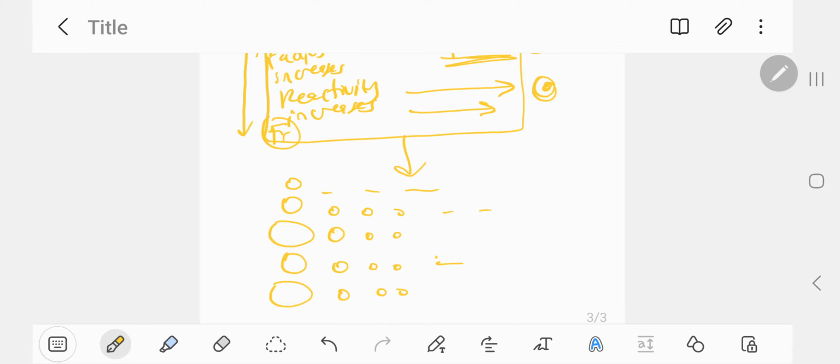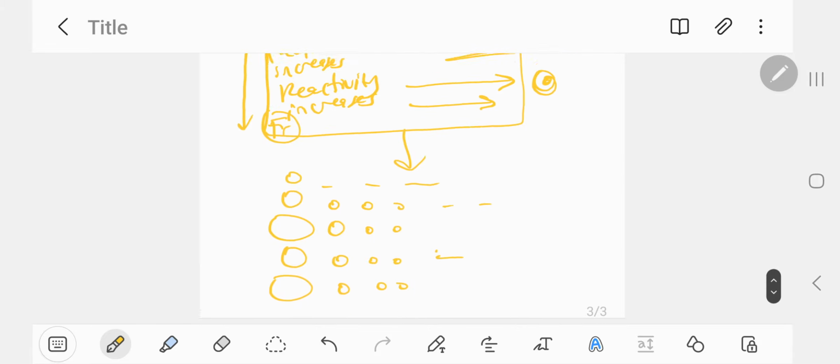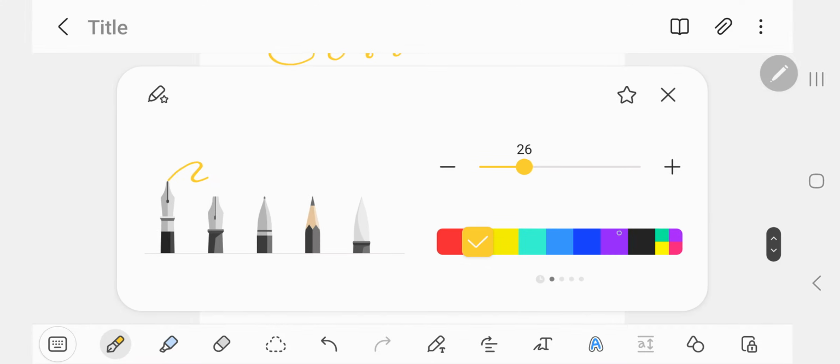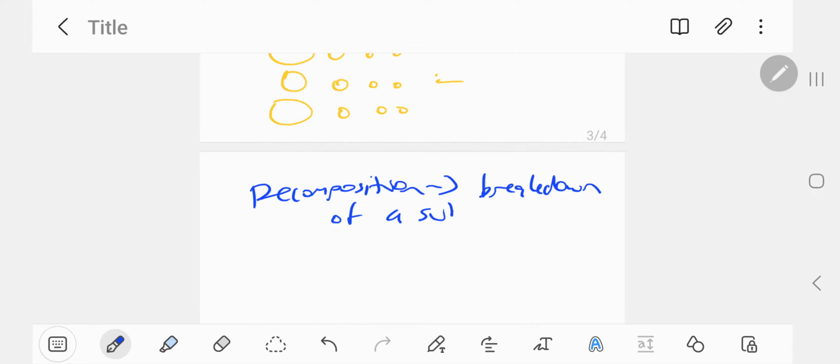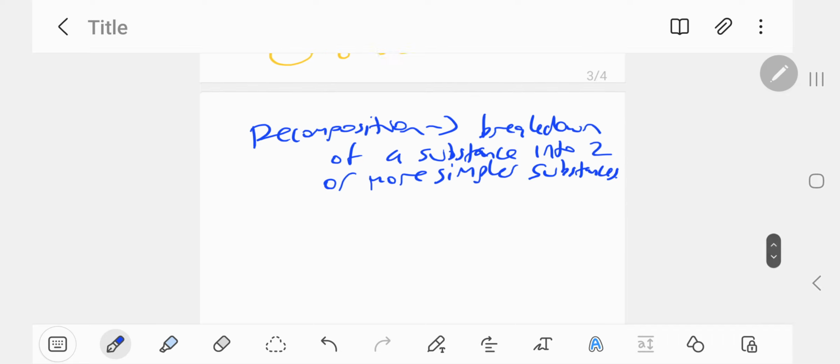I should have talked about this before the periodic table, but anyway, the idea of decomposition reactions. So decomposition is the breakdown of a substance into two or more simpler substances. I'll give you an example.